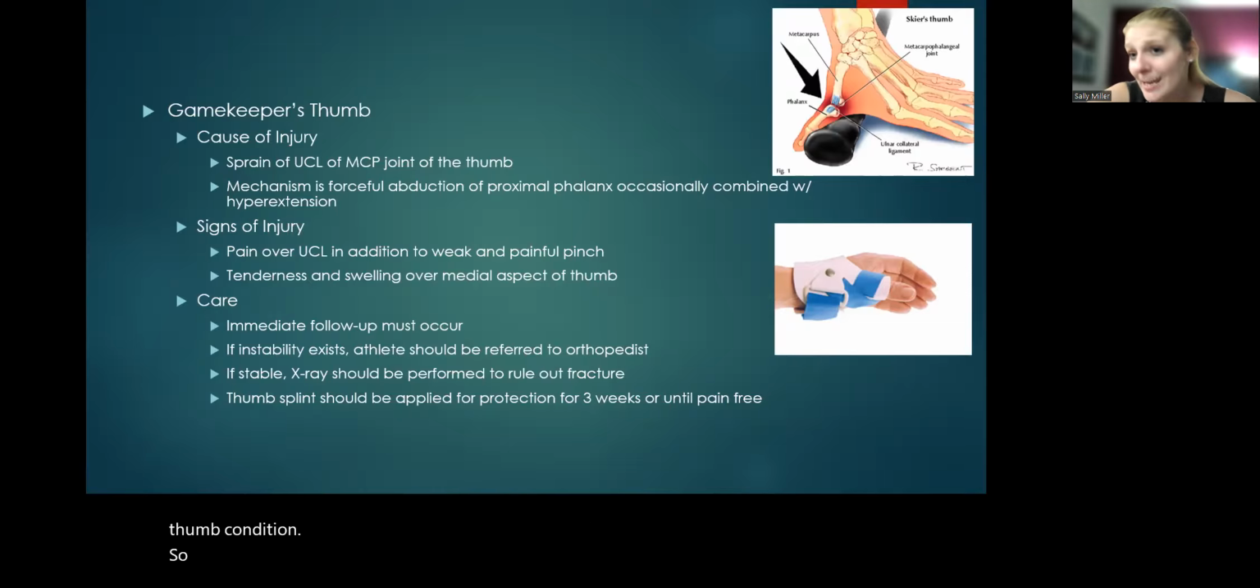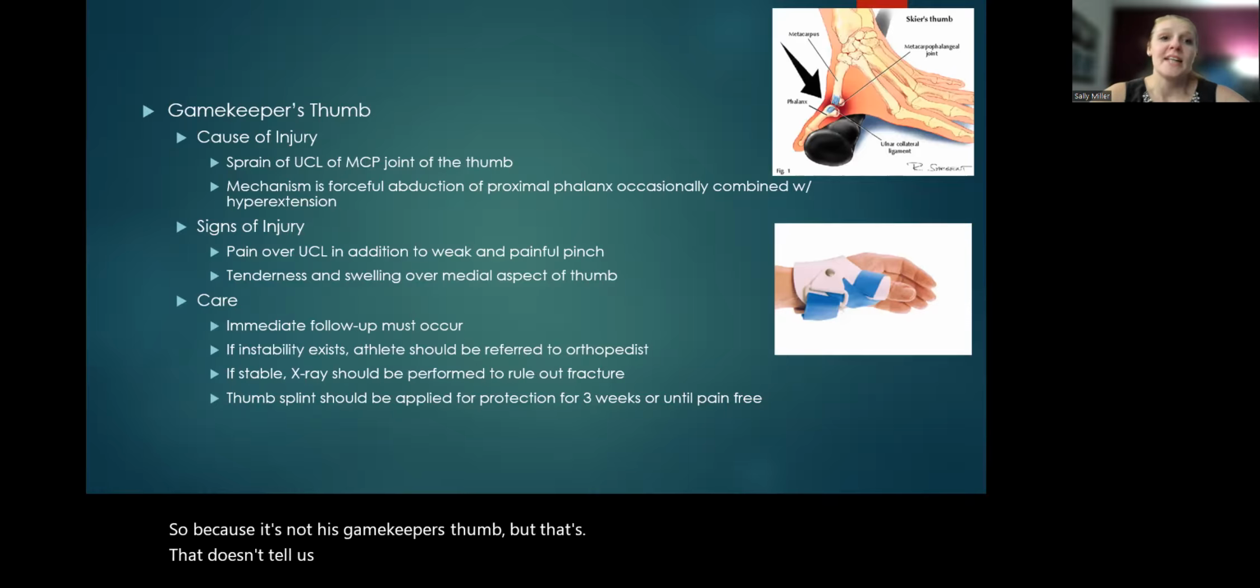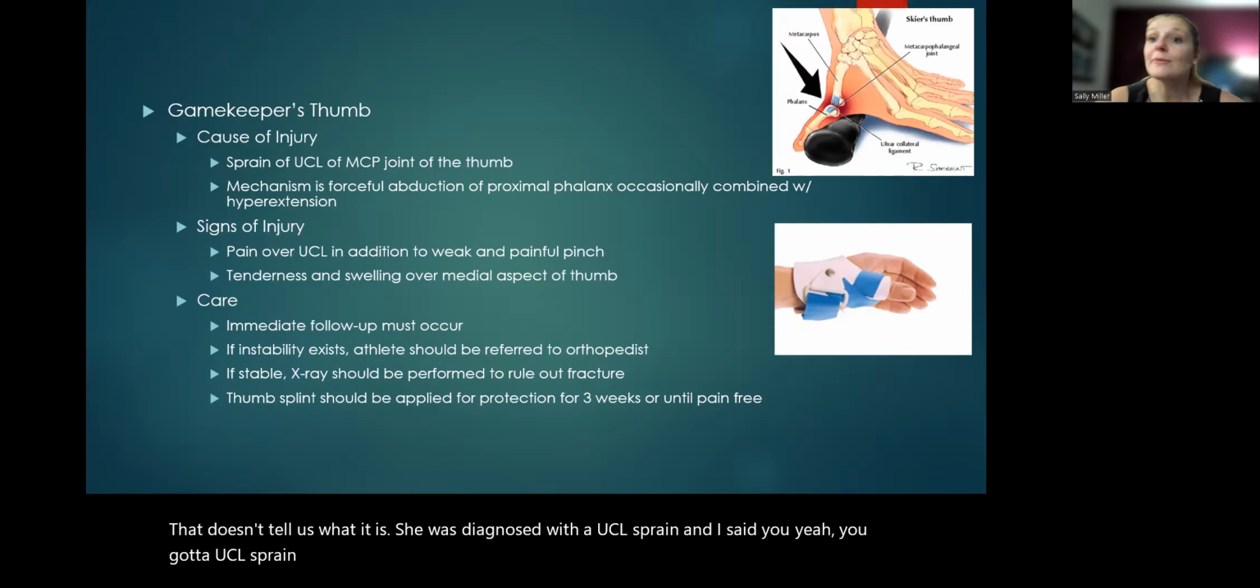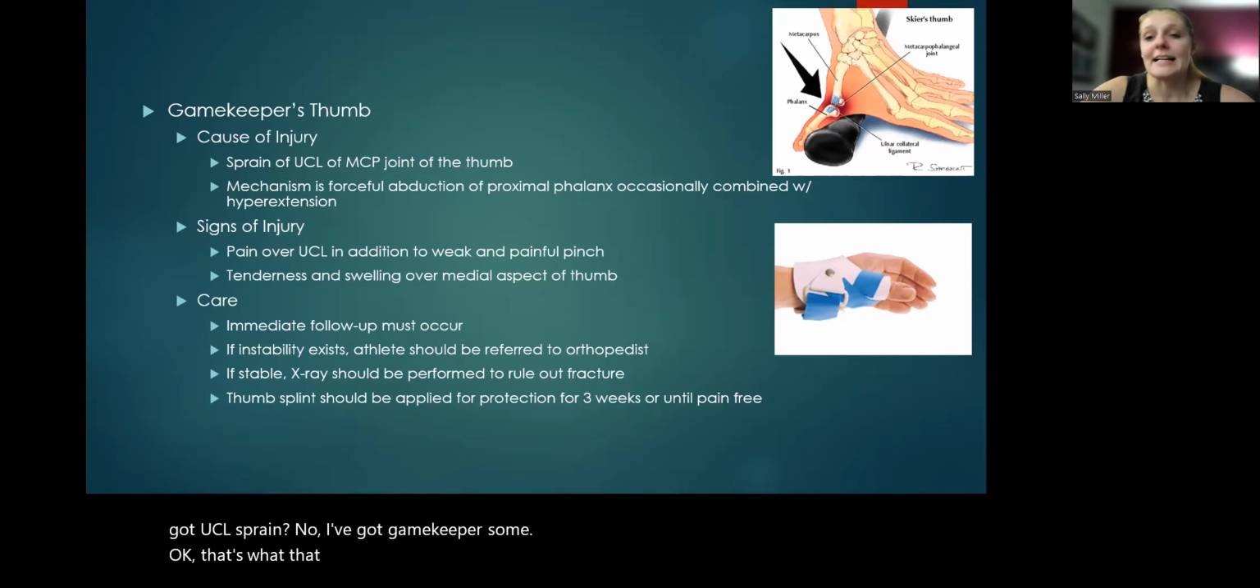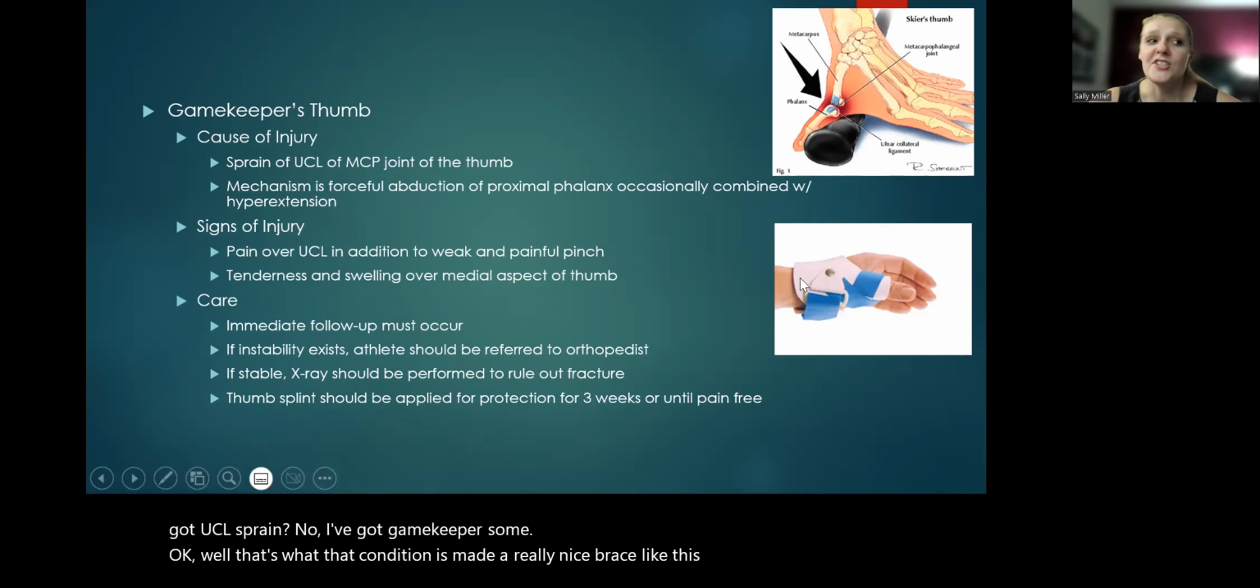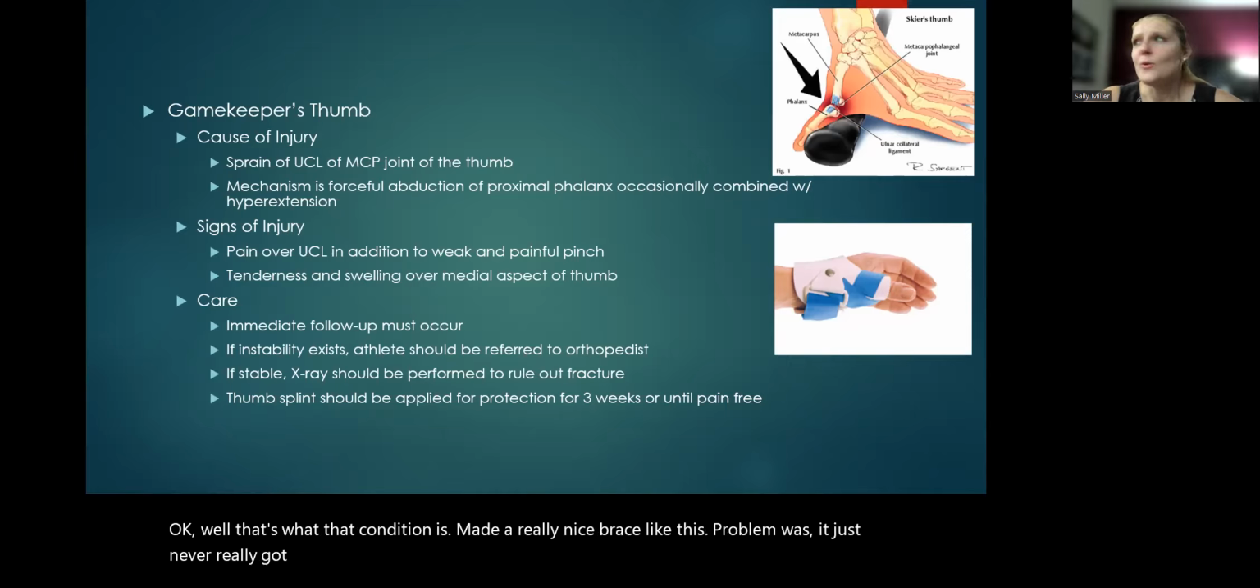It's known as gamekeeper's thumb, but that doesn't tell us what it is. She was diagnosed with a UCL sprain, and I said, you've got a UCL sprain. No, I've got gamekeeper's thumb. Okay, well, that's what that condition is. I made her a really nice brace like this. The problem was, it just never really got better. And I thought, going through all the questions.